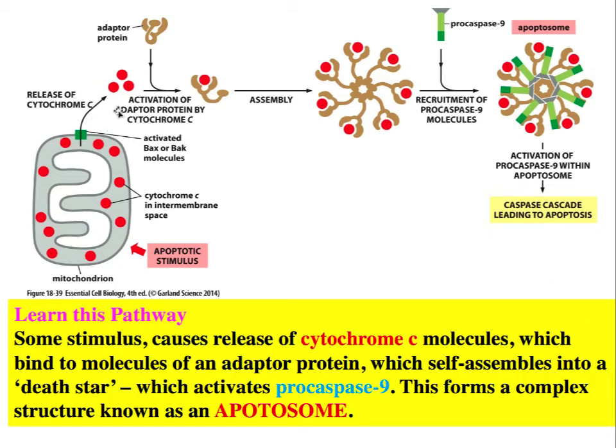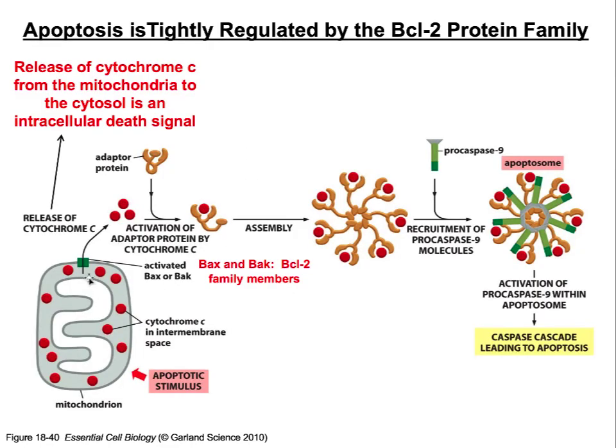So this is the key step, the release of cytochrome C in this case. Once the cytochrome C is released into the cytosol, that is a one-way system. That is an intracellular death signal. It can't be reversed, and what happens subsequently cannot be stopped.